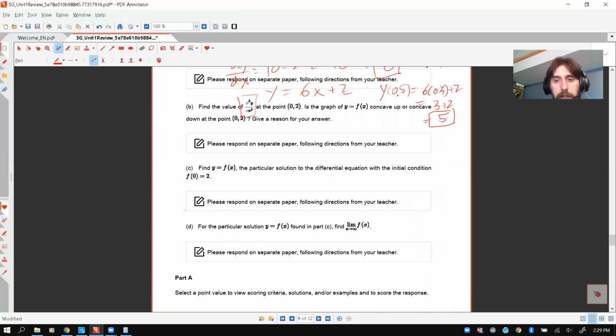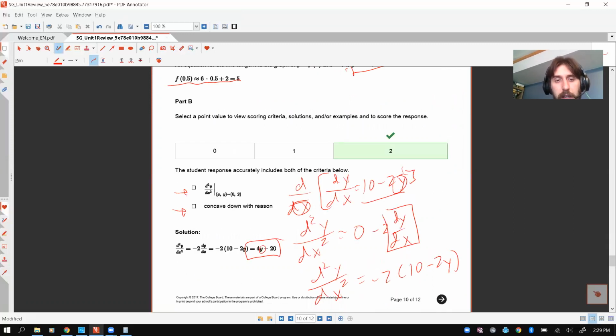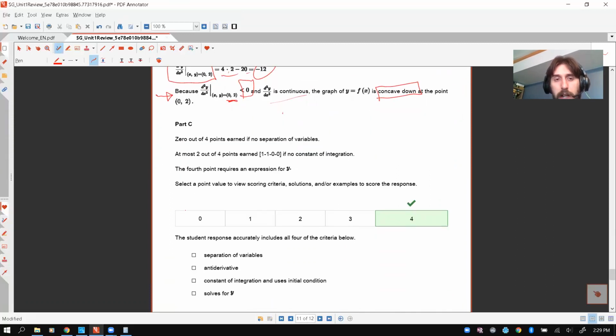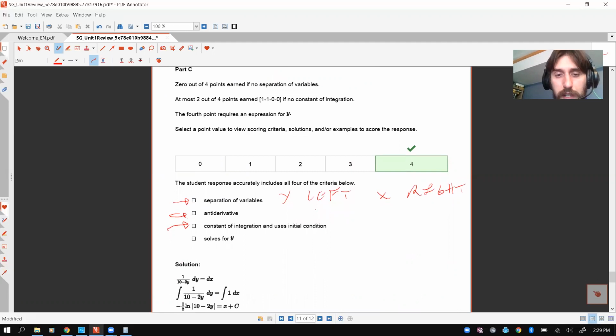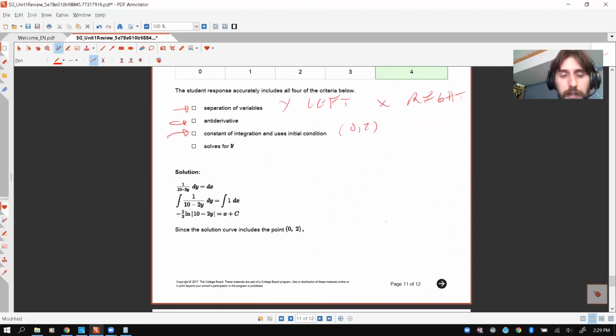All right, part C, we need to find the particular solution. This is actually a pretty tough problem. This is what we were doing before the end of spring break. In order to do this, you have to do these steps to get all the points. You have to separate your variables, y's to the left, x's on the right, which in our case, we won't have x's. So really, we just need to move the y values to the left. And then we have to take the antiderivative and make sure you put the plus c, and then use your initial condition of 0, 2 to find the value of c, and then solve it for y.